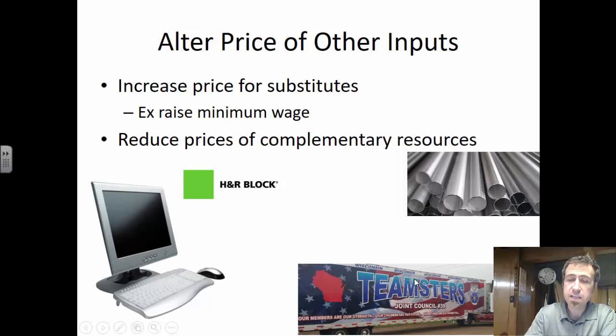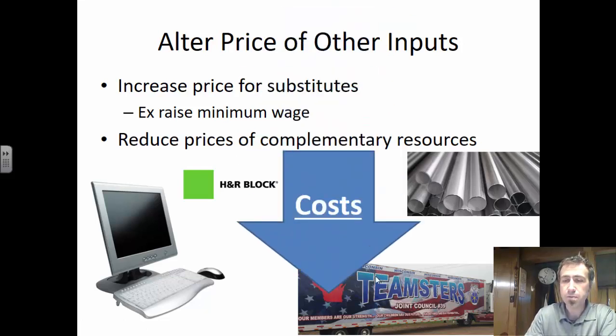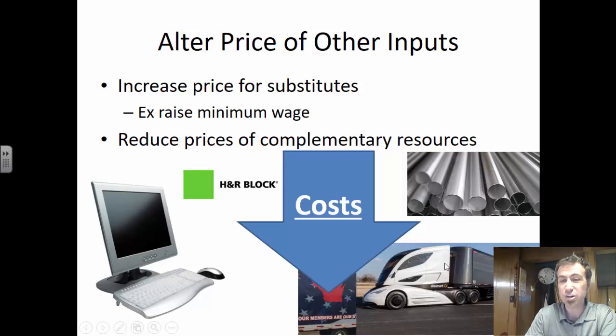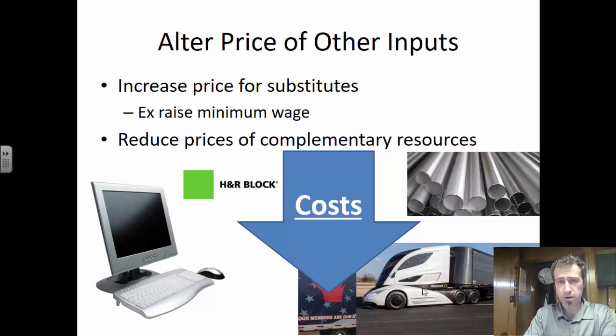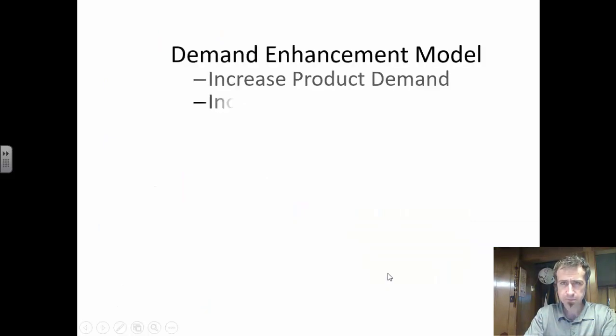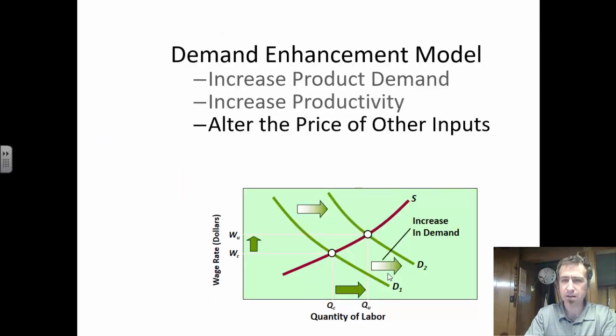There's a lot of Teamsters, trucker unions, and so they might fight for lower costs of things like electric trucks, because if there's lower costs for the electric trucks, they'll buy more trucks, and with more trucks, they'll hire more workers, right? So those are some other ways in which they might try to affect the price of substitutes or complements to try and improve demand for their labor. So again, that's a demand enhancement model.